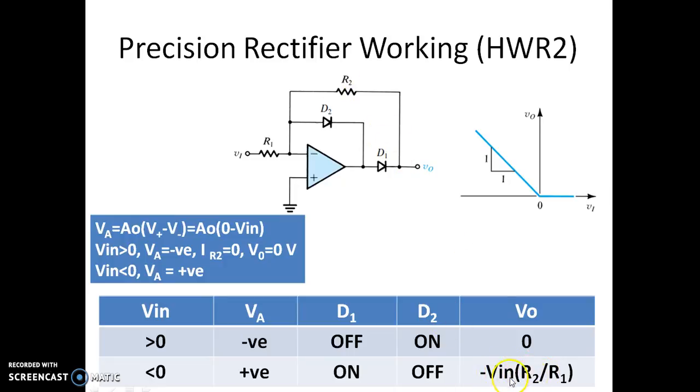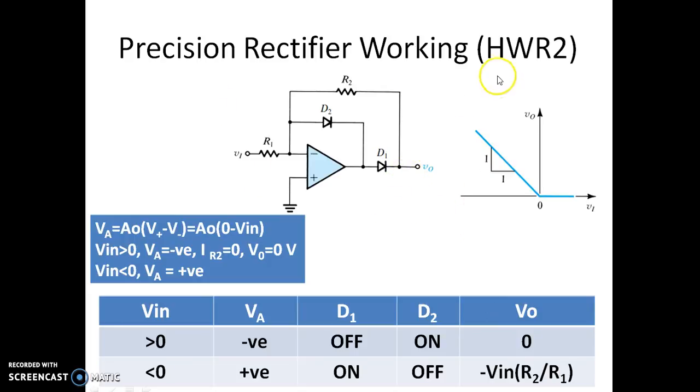So this is the expression for the output voltage of an inverting amplifier, which is minus V in times R2 by R1. Now this slope will be equal to 1 if the value of R2 is equal to R1. If R2 is more than R1, then the slope of this line changes. So actually the slope of the line is given by R2 by R1. If R1 and R2 are the same, we will have a slope of only 1.